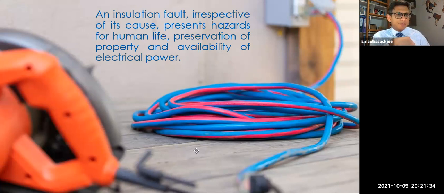Preservation of property. Why? Because even if the live is touching a neutral, it can cause a flash. And a flash, if you have wood around, paper around, or any flammable object, can cause a fire. Most fires in houses, I don't remember exactly, should be around 80% to 90%, are caused by poor electrical installation. So we are just putting it in the big picture.